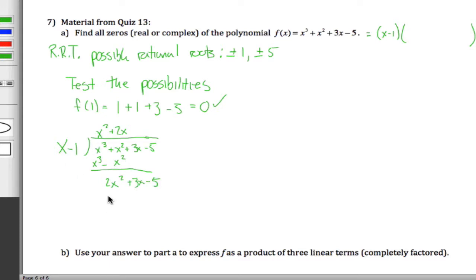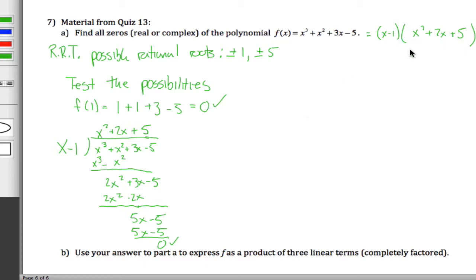Guess I should copy down all this stuff. 2x times x gives me 2x squared. 2x times negative 1 gives me negative 2x. And I subtract. This column goes away. 3x minus negative 2x is 5x. And to get rid of the 5x, I need a 5 up here. This nice little check: when I subtract, you get 0 as a remainder. That's a good thing. That tells me that this polynomial factors into x minus 1 times x squared plus 2x plus 5.